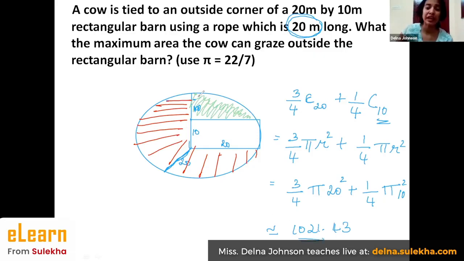In a similar way, each time the length increases, the circular area increases. Now say if it is 25 meter, you will have a circle here. You will have a part here which is 5 meter, and here you will have 15 meter. So depending on the length of the rope, the area covered by the cow also differs.